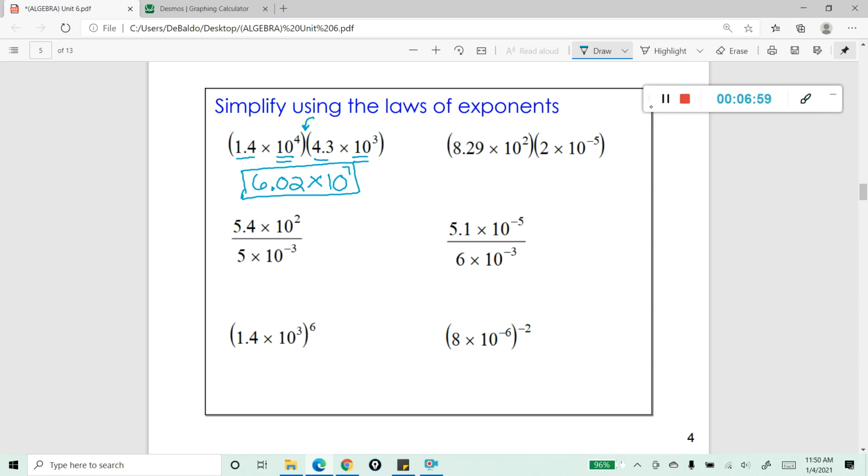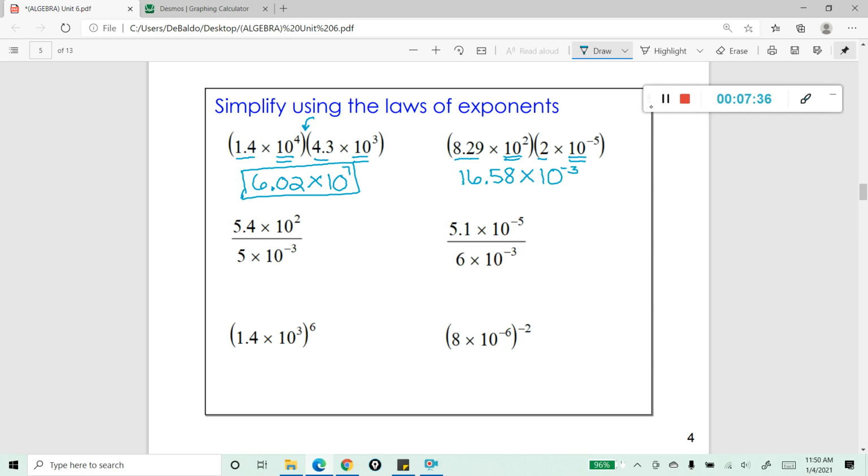I am going to begin by multiplying our base numbers, 8.29 times 2. So go ahead and do that. And you're going to see that I'm going to end up with an answer that says 16.58. And I'm going to multiply that by, see what my exponent is. So I have like bases, right? That's my 10. And I'm multiplying, so I'm going to add the exponents, right? And that's going to give me 10 to the -3.